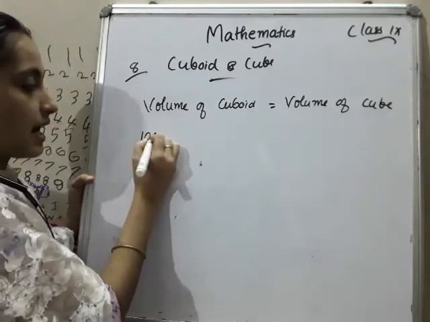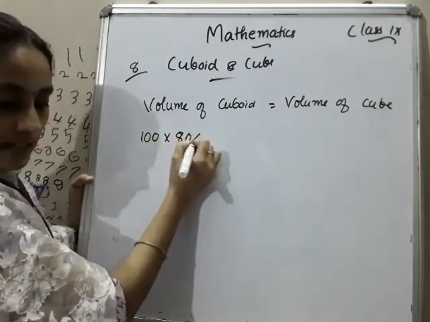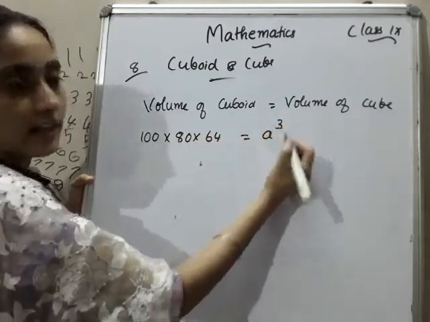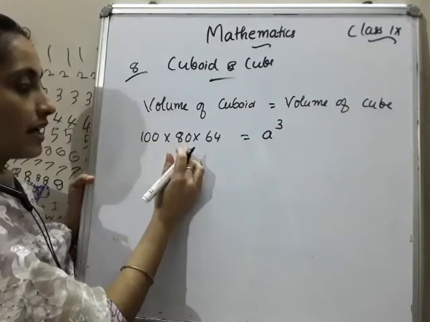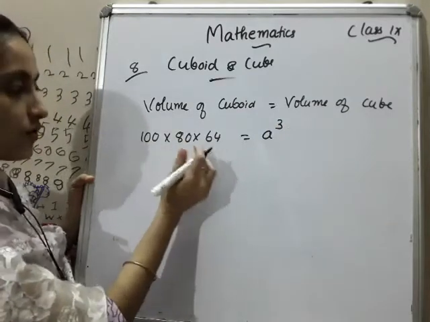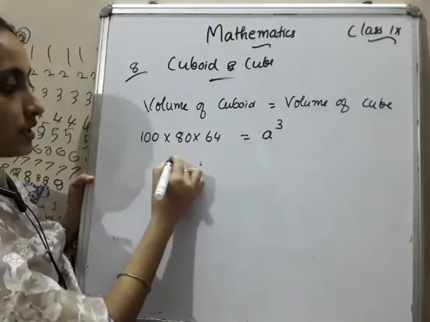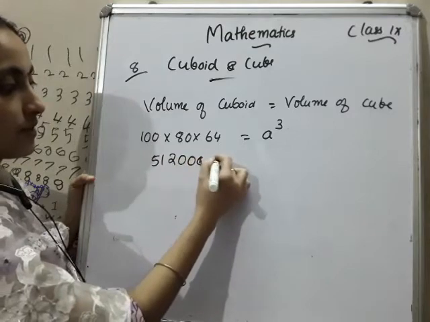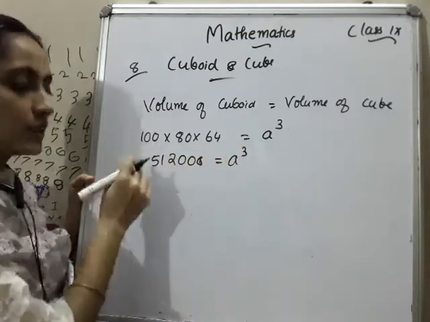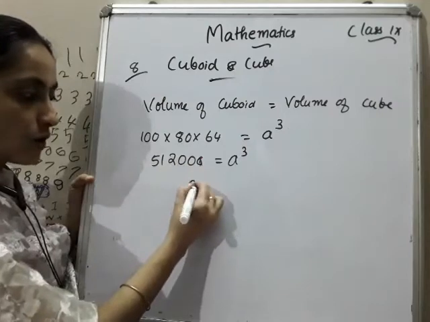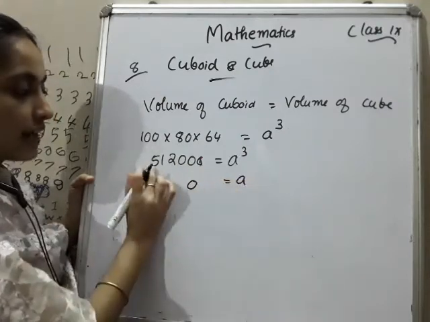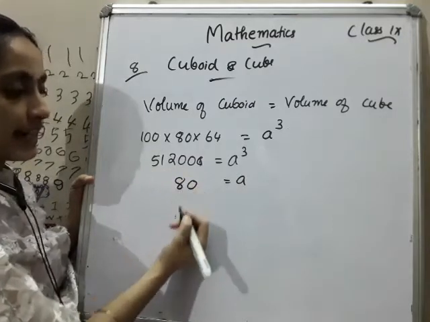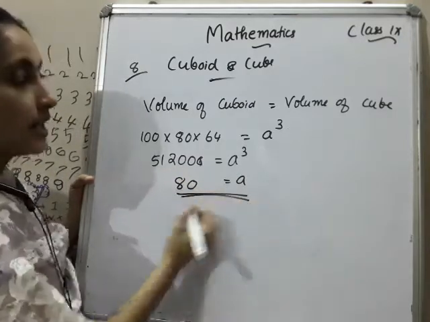Volume of cuboid is already given in the question. It's 100 centimeter into 80 centimeter into 64. That is equal to the volume of a cube, A cube. So 100 into 80 is 8000. 8000 into 64. 64 into 8 is 512. Then 000 will come. That will be equal to A cube. You have to put the cube root. If it is 1000, you have to put 10. And the cube root of 512, you already know, that is 8. So A will be equal to 80.